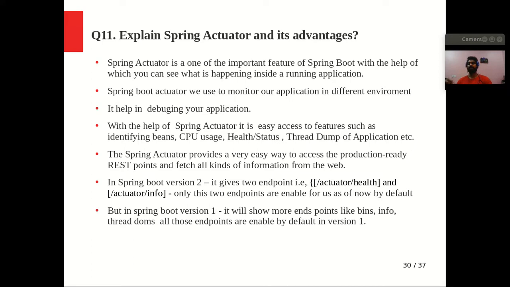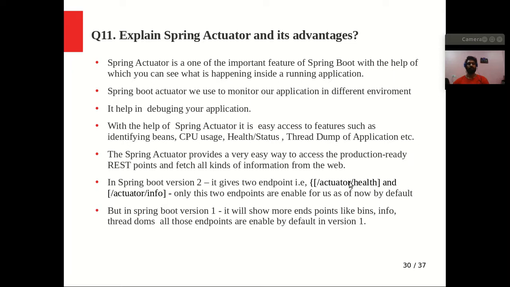In Spring Boot version 1, it will show all the endpoints like bean, info, thread dump. All these endpoints are enabled by default in Spring Boot version 1. But with Spring Boot version 2, only two endpoints are activated or visible to you, and they are /actuator/health and /actuator/info.